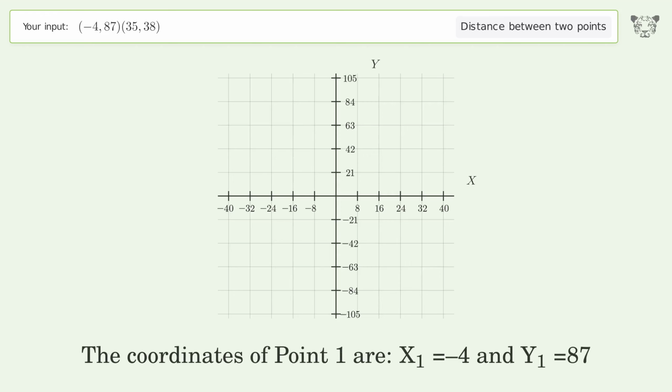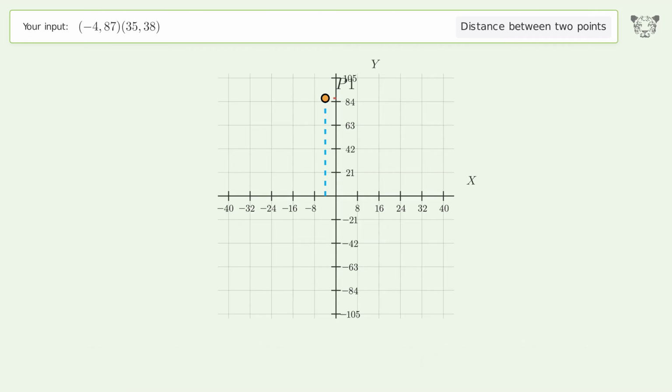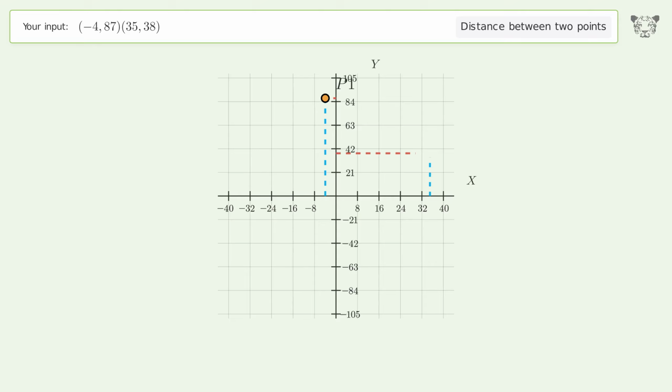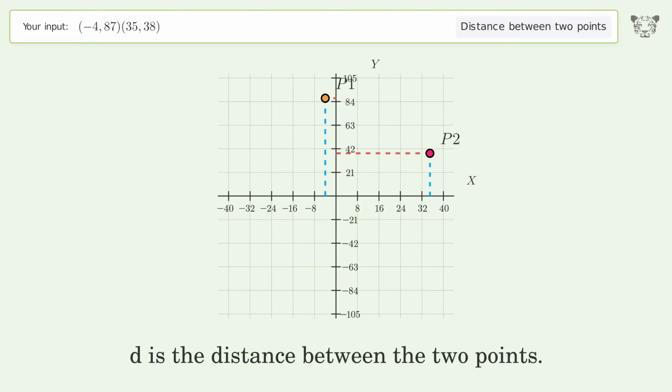The coordinates of point 1 are x1 equals -4 and y1 equals 87. The coordinates of point 2 are x2 equals 35 and y2 equals 38. D is the distance between the 2 points.